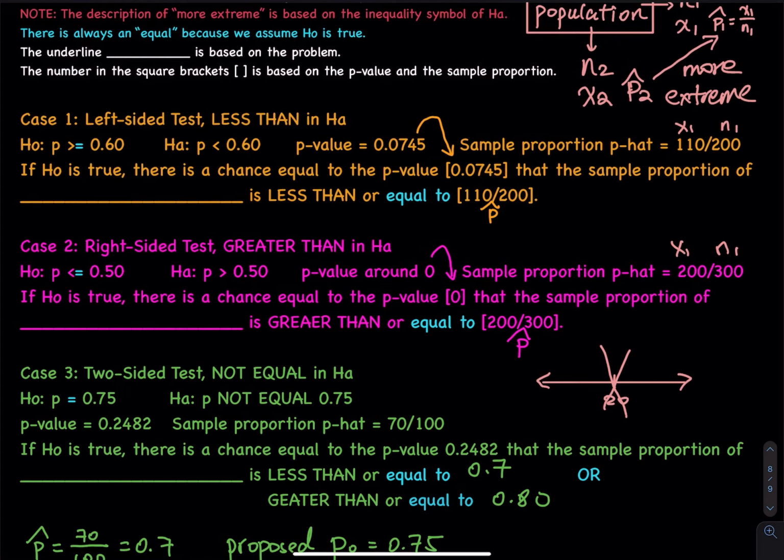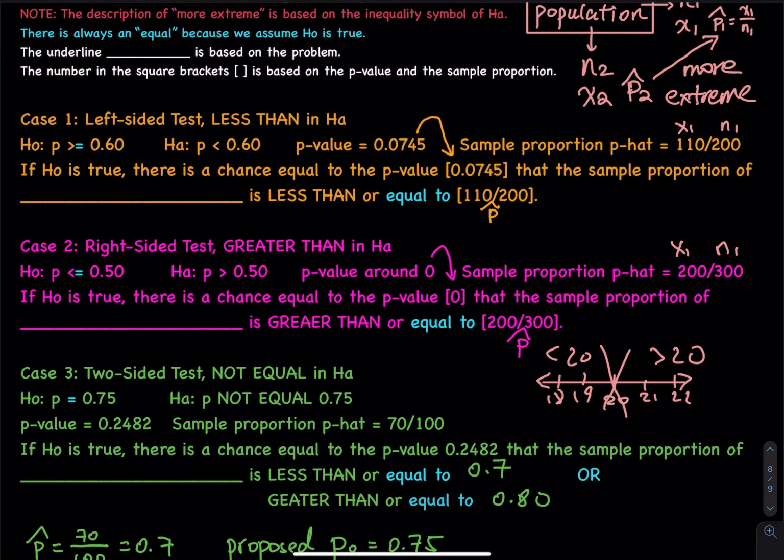So not 20 years old. That means your age is either greater than 20, which is like 21, 22, or less than 20, 19, 18, and so on and so forth. Either greater than 20 or less than 20.